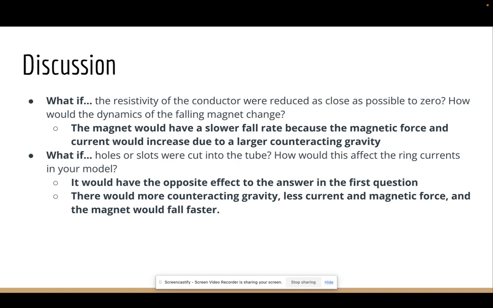What if holes or slots were cut into the tube? How would this affect the ring currents in your model? So this would have the opposite effect to the answer in the first question. There would be less counteracting gravity, less current and magnetic force, and the magnet would fall faster.